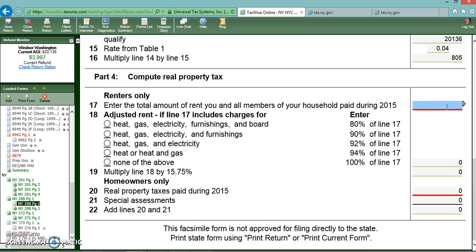Now here you're going to ask the taxpayer what they pay for rent. In this case, let's just assume a single person living in New York City. We'll say $18,000. Alright, and then it's going to ask you, does that include heat, gas, electricity, furnishings, and board, or just heat and gas? Whichever it is, you just pick that. None of the above. Real property taxes paid during 2015. So if they own a home, then they probably have this. But if they don't, then they won't have it. And that's it for New York State.